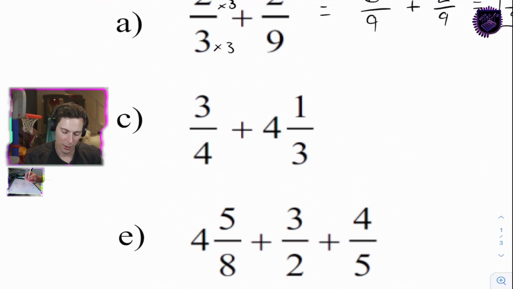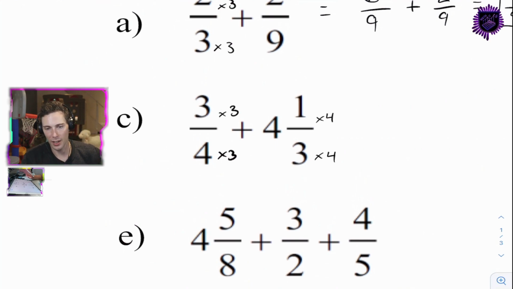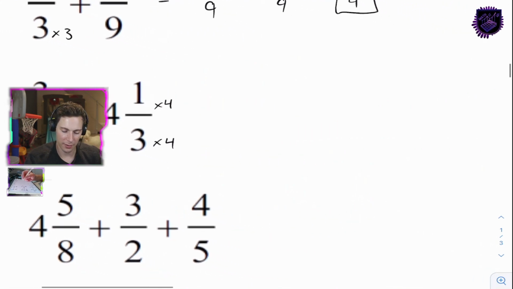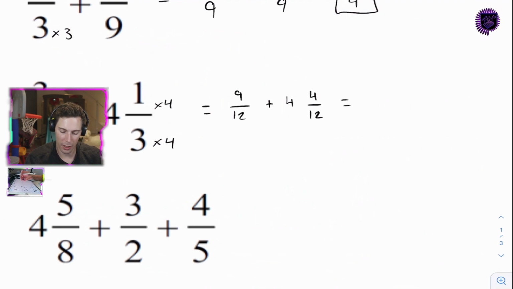So cross multiply 4 and 3, times 3, times 3, times 4, times 4. We're going to cross multiply because they don't have a common multiple that's lower than 12, and you have to cross multiply to get to 12. All right, so this is going to be our new fraction of 9/12 plus 4 and 4/12.